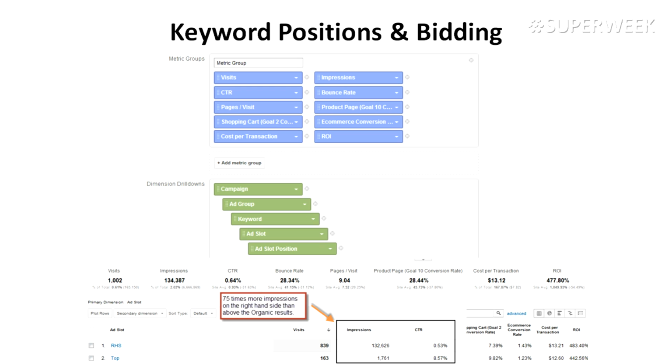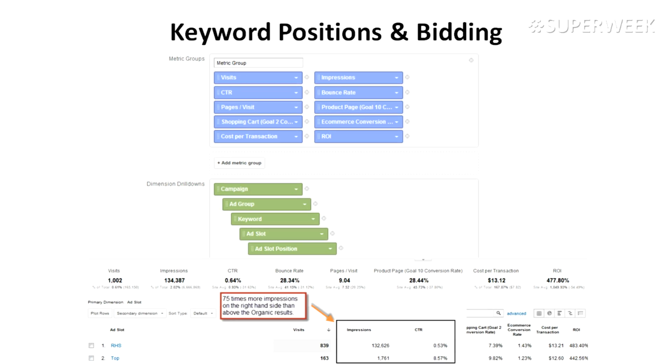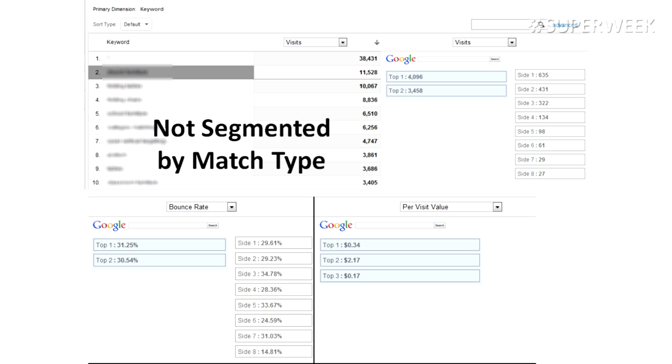What I found is that the right-hand side is the reason it had low CTR, because the right-hand side is what had all these impressions. What's my dimension? Ad slot and ad slot position, right? The ad slot is what we're looking at here. Is it above or is it on the right-hand side? Very powerful AdWords dimension in Google Analytics. So now I'm getting a good ROI from both of these, in this case it's a keyword, boost the bids.